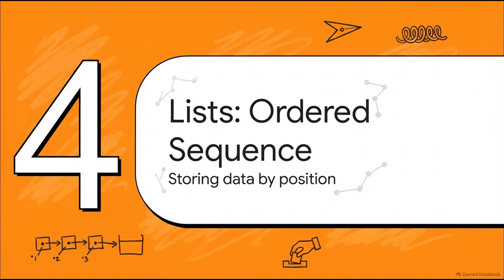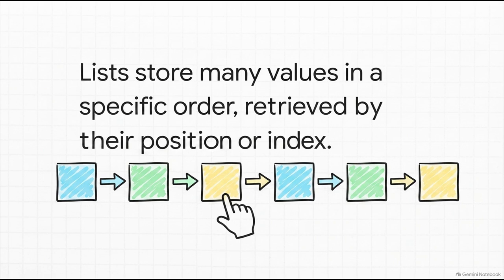Section 4, lists, the ordered sequence. Going back to that messy pile of sports gear, if you were smart, you'd put your soccer gear in the first box, tennis gear in the second, and basketball gear in the third. That way, you can immediately grab what you need just by knowing its sequential order. You just think, oh, soccer is in box 1. That is exactly how a Python list operates.